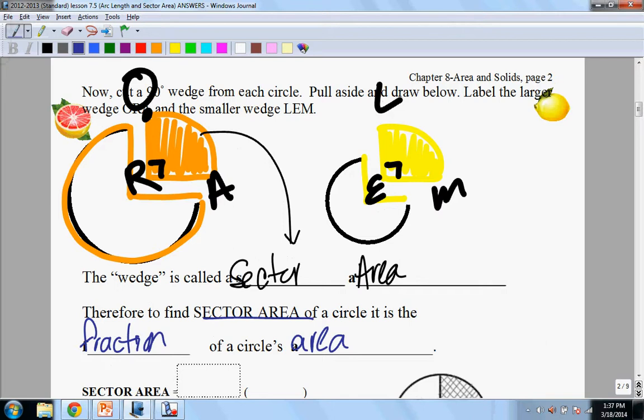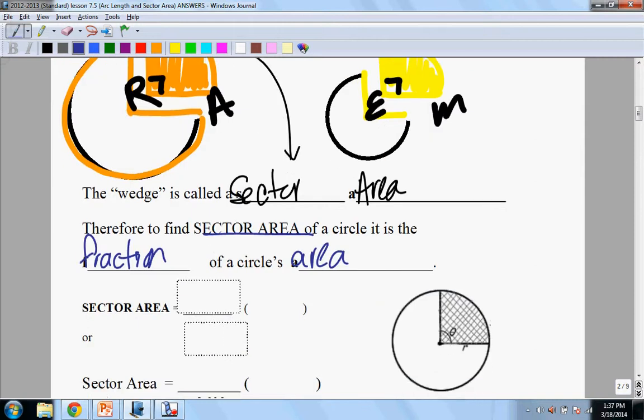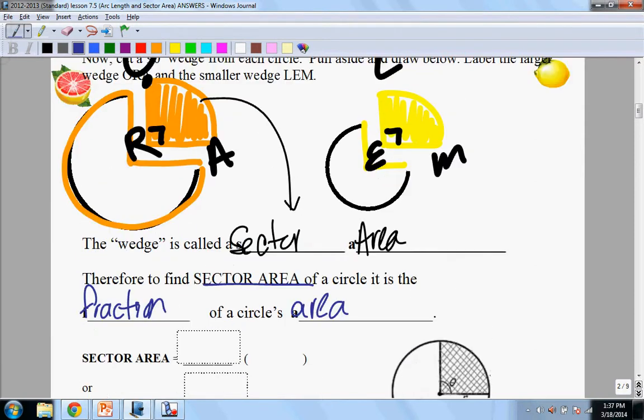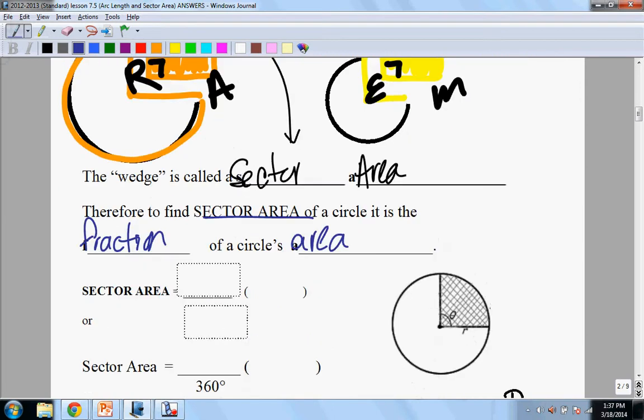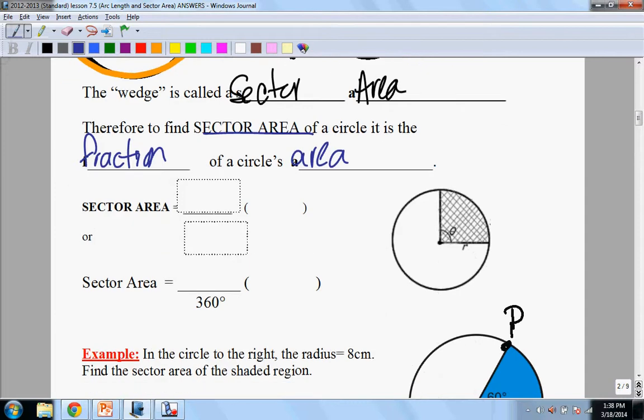So, the definition of a sector area is a fraction of area. Sector area is a fraction of area. Say that sentence with me. Sector area is a fraction of the circle's area, technically. So when I talk about equations, don't get all freaked out by the amount that you see here. All it is, it's just a piece of the circle's area. Does that make sense? Okay, so we're going to write this down.